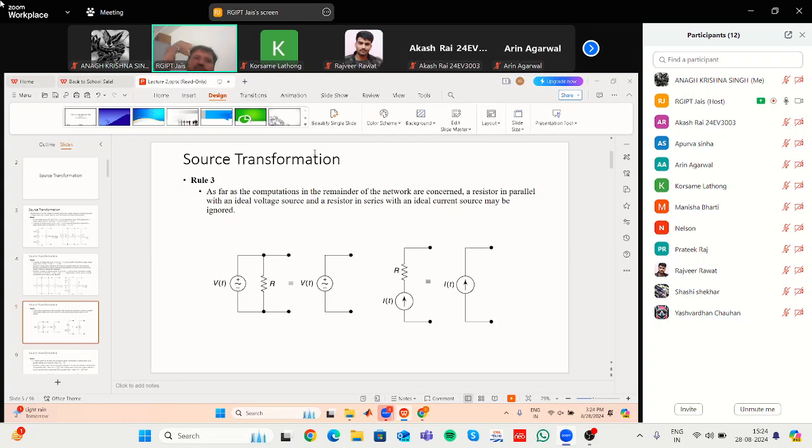So these 4 rules you will apply at a time to simplify your circuit. Okay. Let me know if you have any doubt in rule 3.